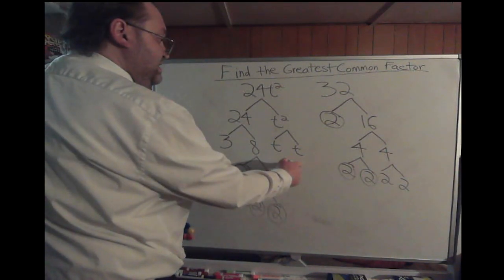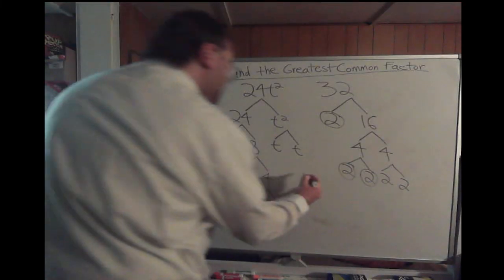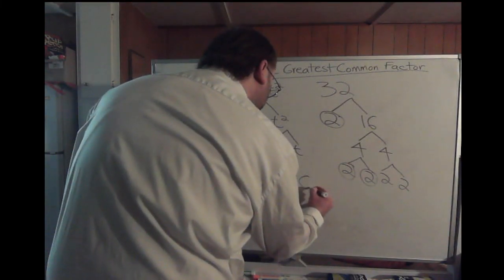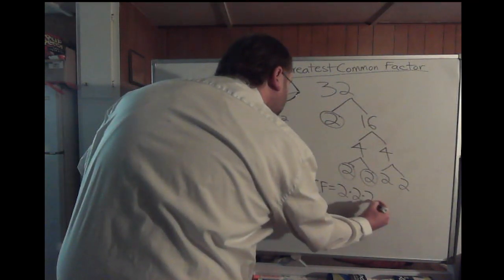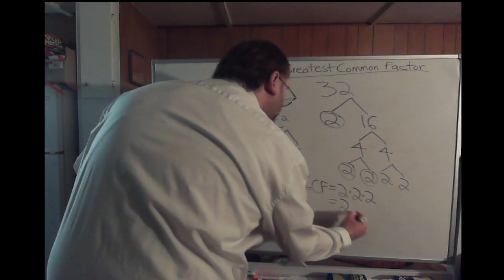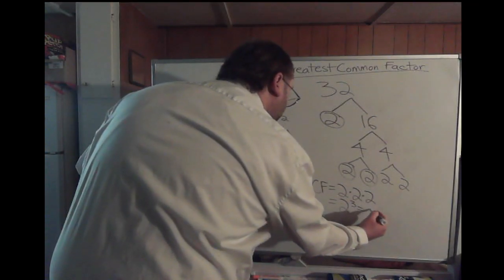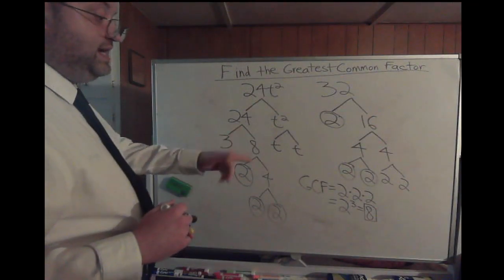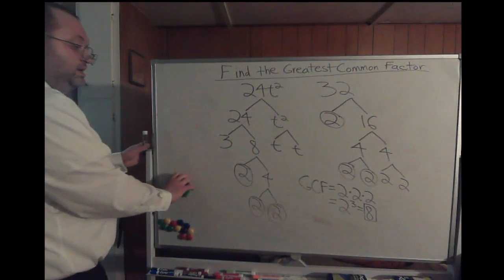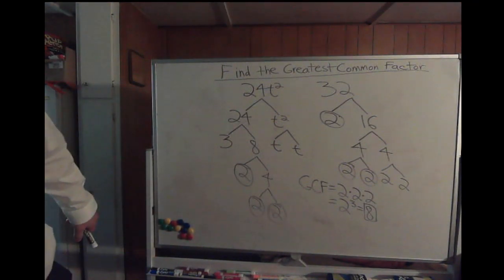Do they have a t in common? No. So your greatest common factor is going to be 2 times 2 times 2, which is equal to 2 to the third power, which equals 8. So your greatest common factor for 24t squared and 32 is 8. That's all you would get for that.